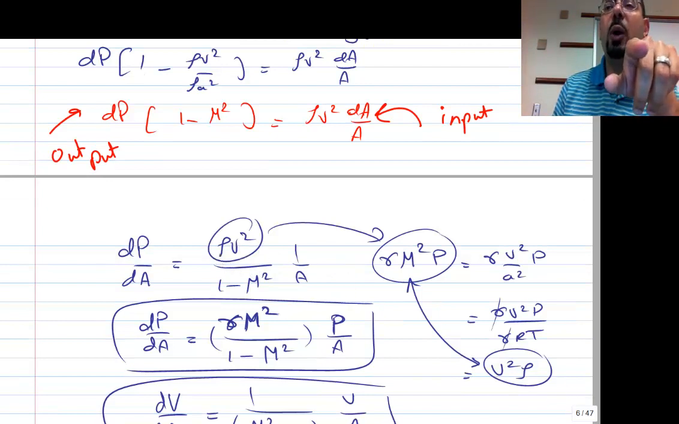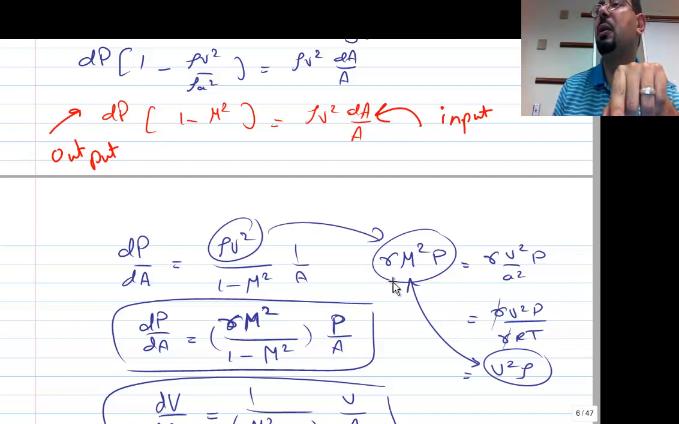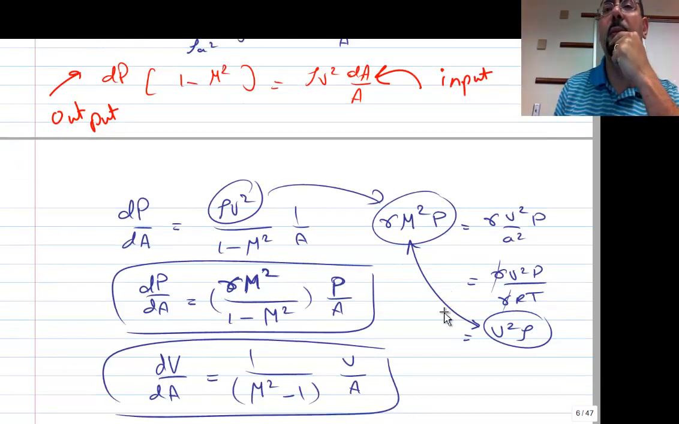So rho V square, you can prove that it's gamma M square P. Why? Here is the proof. It's just two steps. Well, the M is V over A, and then the A is gamma RT, and then you can cancel gamma with the gamma, and you realize that P over RT is rho. So V square over rho is basically gamma M square over P.